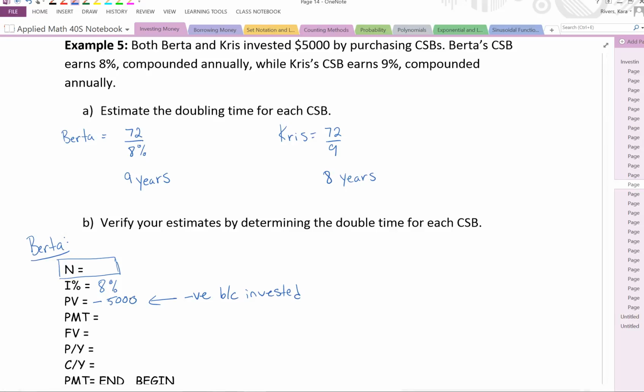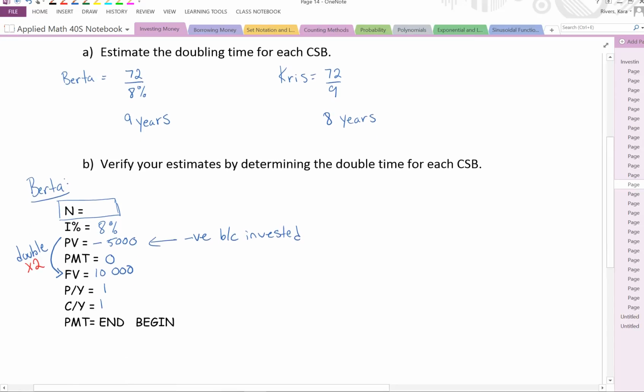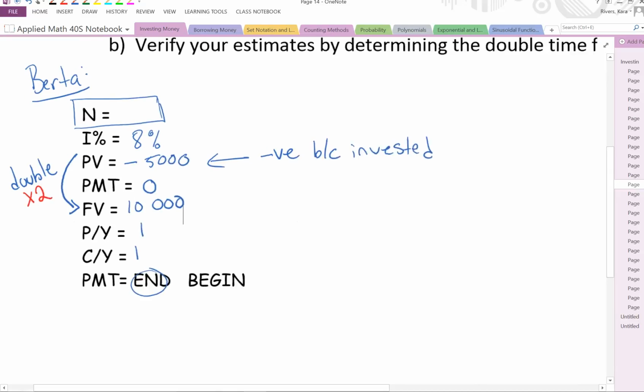PMT, well, we're not doing monthly payments. We're just putting in the one payment of $5,000. So that's going to be 0. Our future value, well, it says estimate the doubling time. So our future value is coming back to us, so that would be a positive value, and that would be $10,000. Okay, doubled. So from here to here, that's doubled. Payments per year, we're just putting in that $5,000 once, and it's only being compounded. It tells us up there it's being compounded annually. So that's what this would look like with all of the information from our calculators.